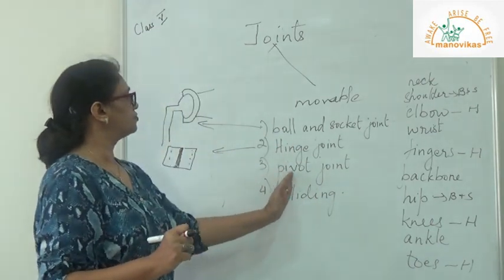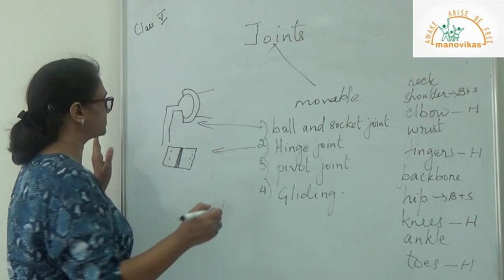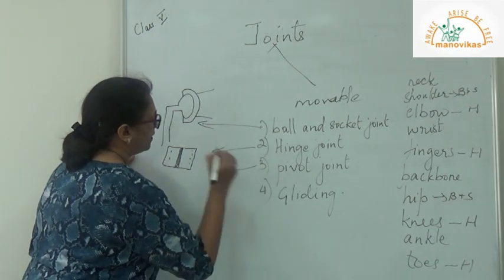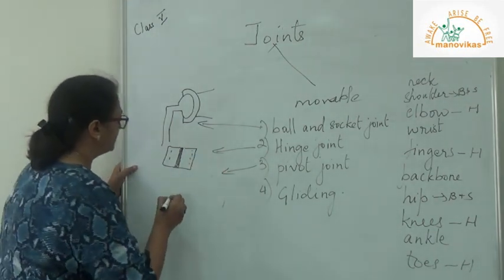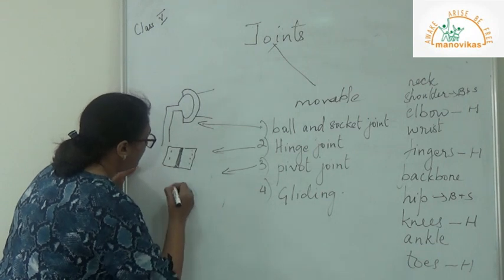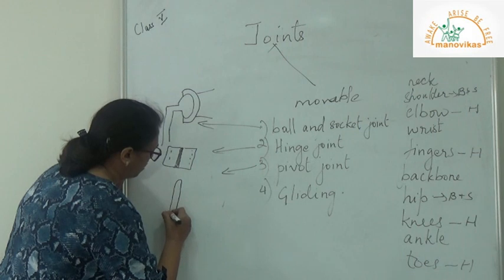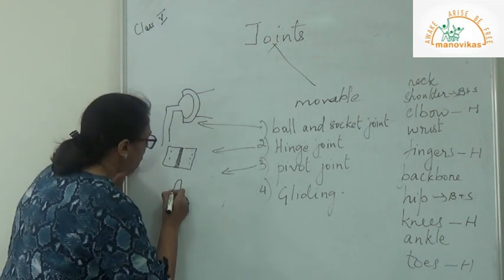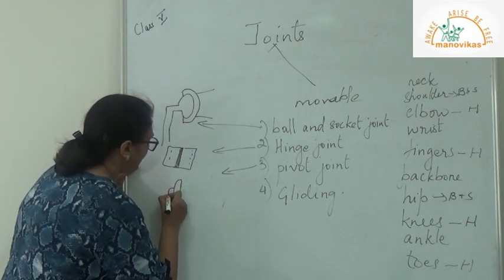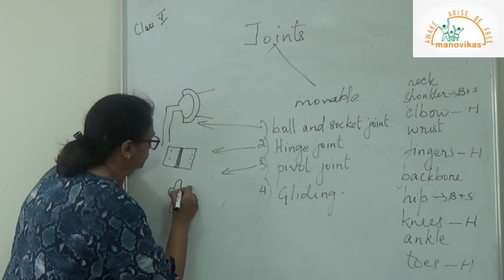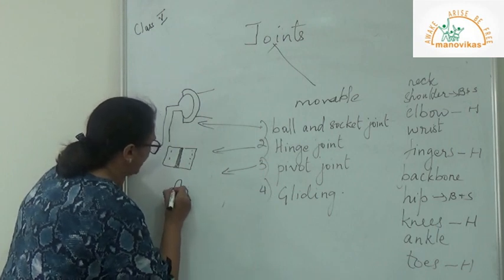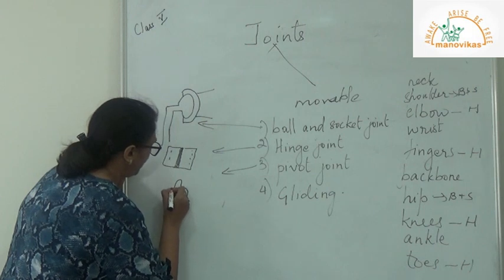Next, we go to the pivot joint. In the pivot joint, you have the rounded end of one bone that fixes into a ring-like end of another bone.